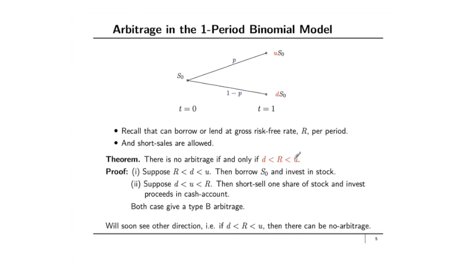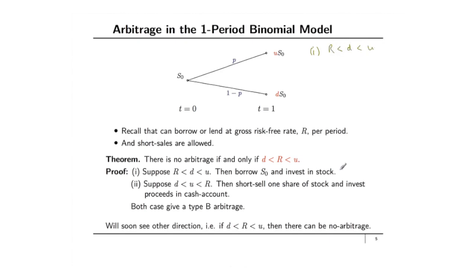So consider the first situation here. Suppose R is less than D is less than U. Then we can construct the following portfolio. Let's borrow S0 and invest it in the stock. This will actually give us a type B arbitrage. How do I know that? Well, let's look at the cash flows. So this is under condition 1, where we have R less than D less than U.